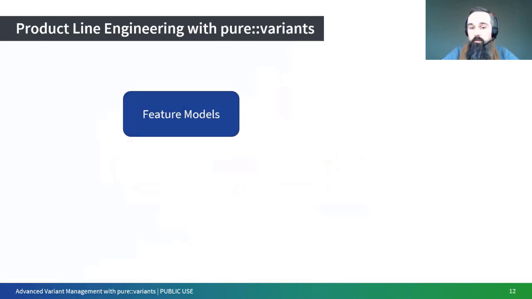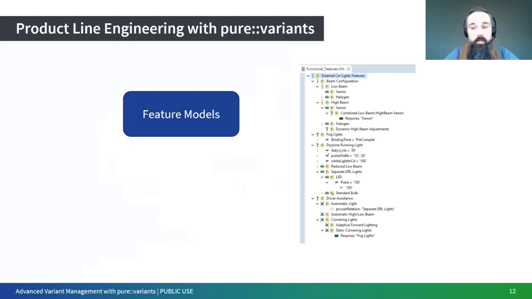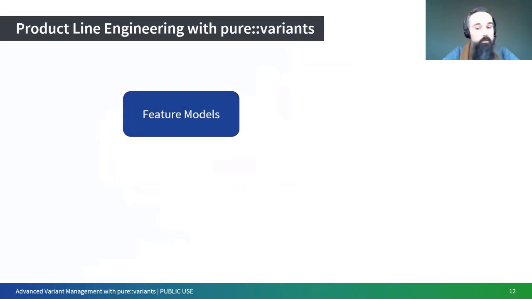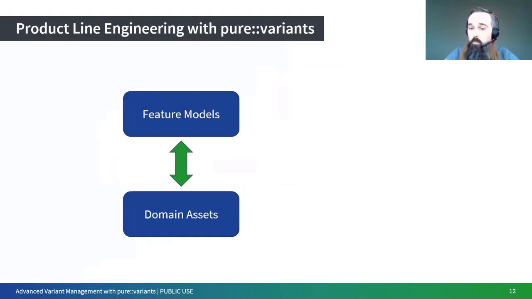Pure Variance follows the feature-based product line engineering approach according to the ISO 26580. In Pure Variance, you create a so-called feature model that captures all the high-level features that you can include in a variant of your product along with their dependencies. You then map your non-common domain assets, often also called 150% or superset assets, to features of your feature model.